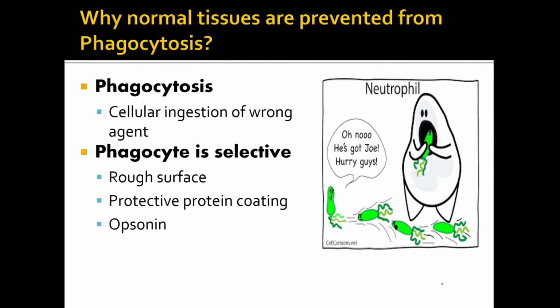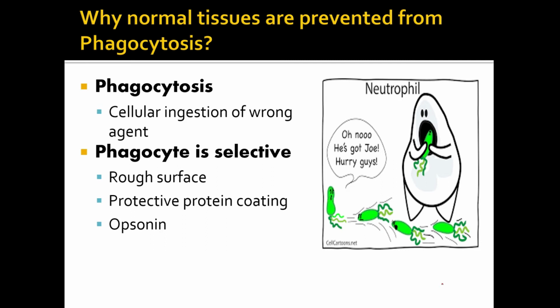So the question arises: why are normal tissues prevented from phagocytosis? Why do the white blood cells not eat our own cells? Sometimes this happens. This is an abnormal condition, but normally it does not happen, because phagocytosis is a process that ingests the wrong agent. Okay.